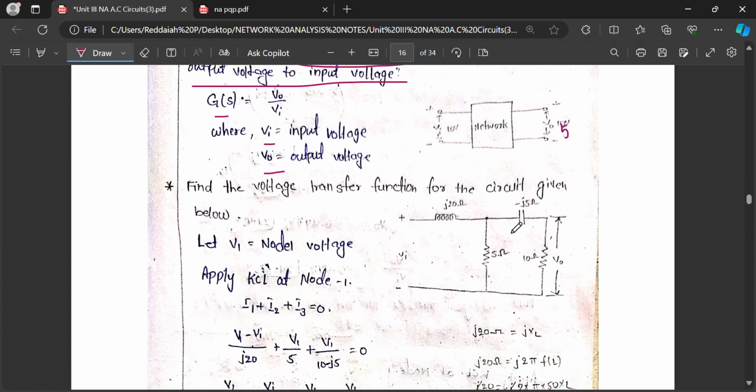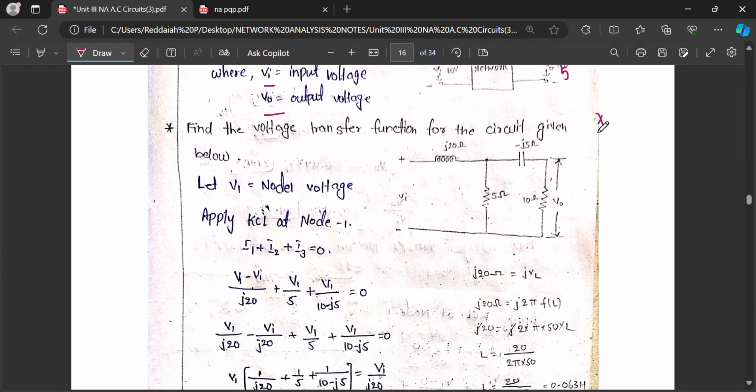Find the voltage transfer function for the given network. This was also given in a previous exam. Find the voltage transfer function for the circuit given below. The elements are j20 ohm, minus j15, 5 ohm, and 10 ohm. The circuit is like this. It is Vi and V0. Sometimes V1 and V2 are also given.